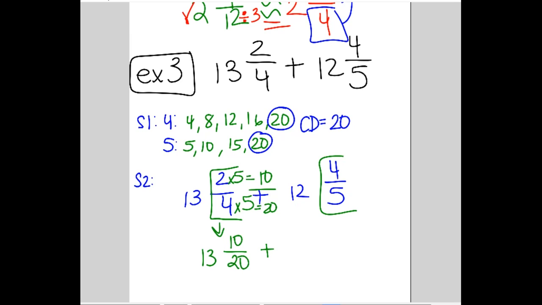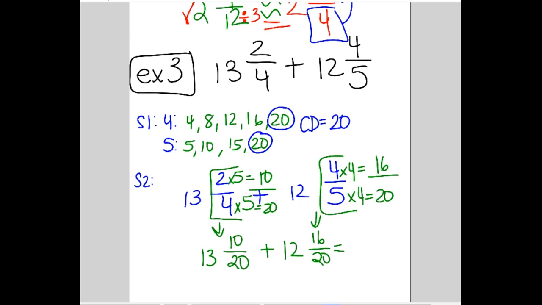We're still adding. And then let's go over to the 4/5. 5 times what gives me 20? 5 times 4, you're correct, gives me 20. Whatever I do to the bottom, do to the top. 4 times 4 gives me, you're correct, 16. So now this new mixed number is going to be 12 and 16 over 20.